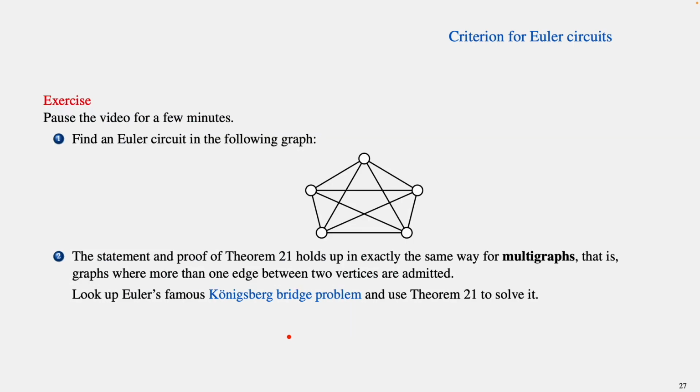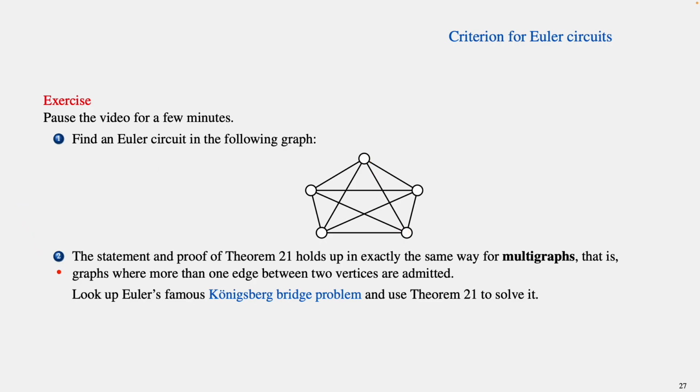And now I have a little exercise for you, so pause the video for a few minutes, maybe a few more minutes in this case. First, find an Euler circuit in this graph here. Now this is the so-called complete graph on 5 vertices. It looks a bit like the House of Santa Claus graph, but it's not quite the same because it has these 2 additional edges here.